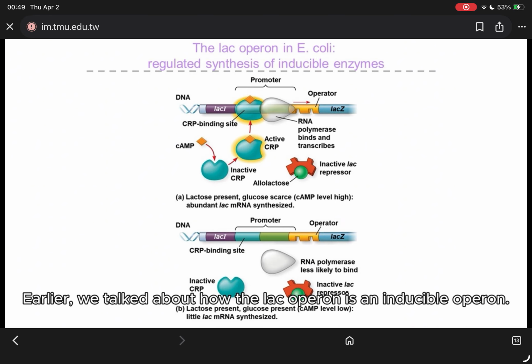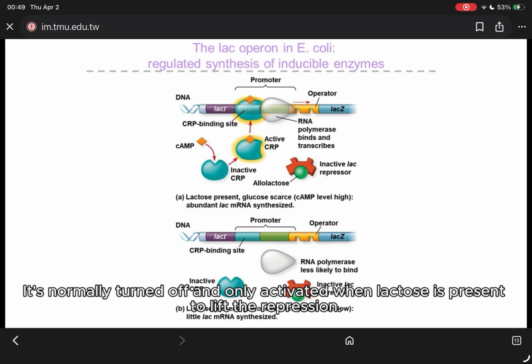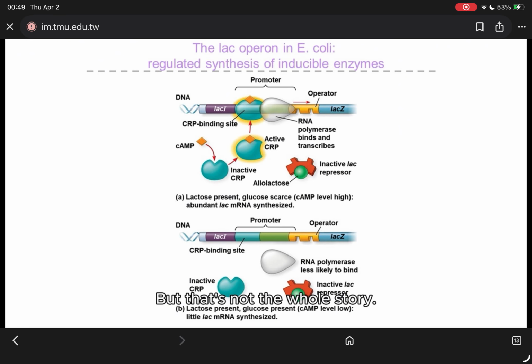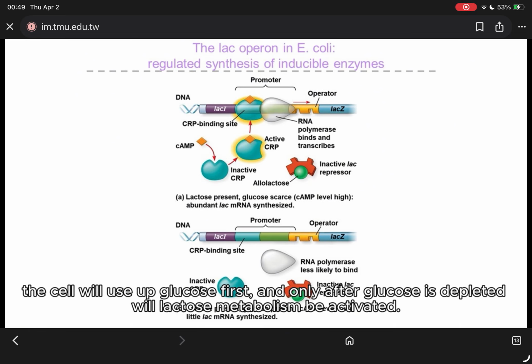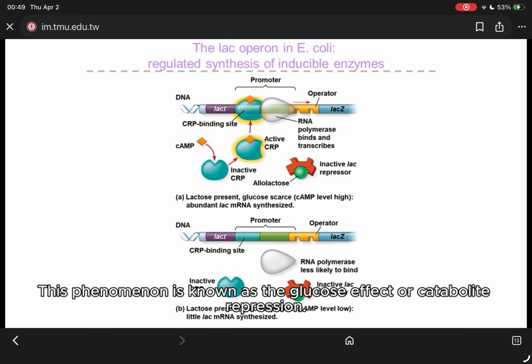Earlier, we talked about how the lac operon is an inducible operon. It's normally turned off and only activated when lactose is present to lift the repression. But that's not the whole story. E. coli actually prefers glucose as its primary energy source. If both glucose and lactose are present in the environment, the cell will use up glucose first, and only after glucose is depleted will lactose metabolism be activated. This phenomenon is known as the glucose effect, or catabolite repression.